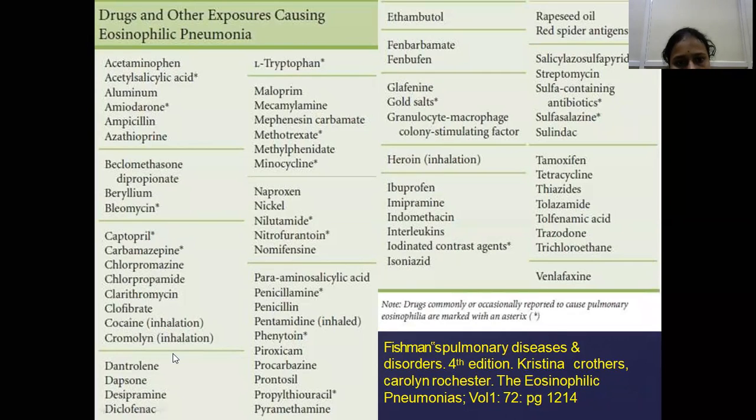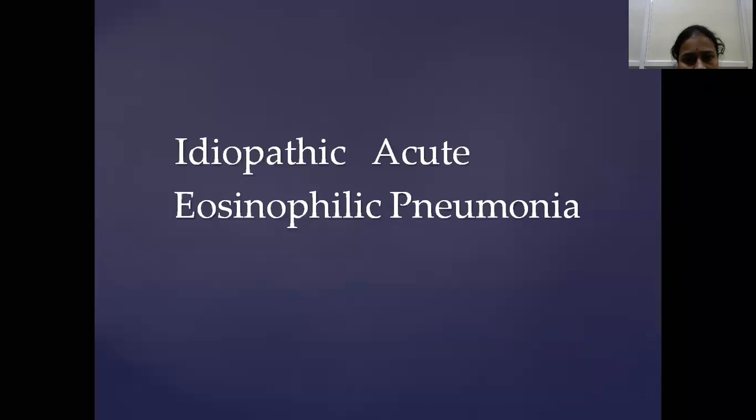Carbamazepine, L-tryptophan, methotrexate, minocycline, nitrofurantoin, penicillamine, phenytoin, propylthiouracil, gold salts. All these sulfur-containing compounds can also cause pulmonary eosinophilia. So we have to take a thorough history from the patient. Then coming to idiopathic acute eosinophilic pneumonia.